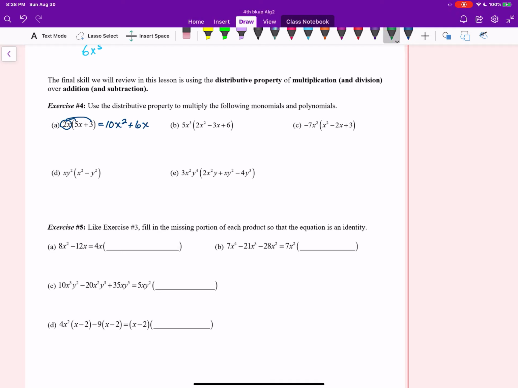B, we have the monomial 5x cubed times a trinomial, 3 terms. 5x cubed times 2x squared, 5 times 2 is 10, x cubed times x squared, x to the fifth. Simple. 5x cubed times -3x, 5 times -3 is -15, x cubed times x to the first is x to the fourth. And 5x cubed times a +6, 5 times +6 is +30. Carry over the x cubed.